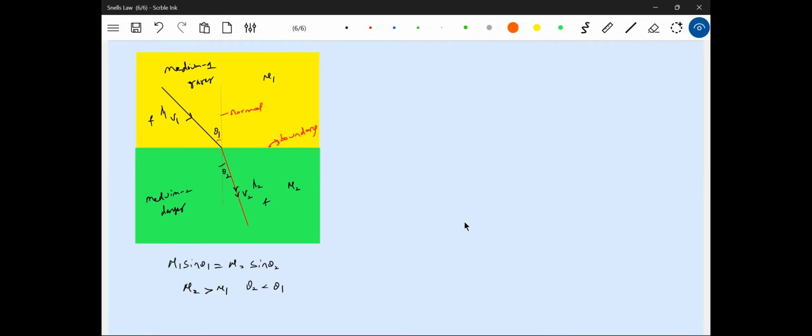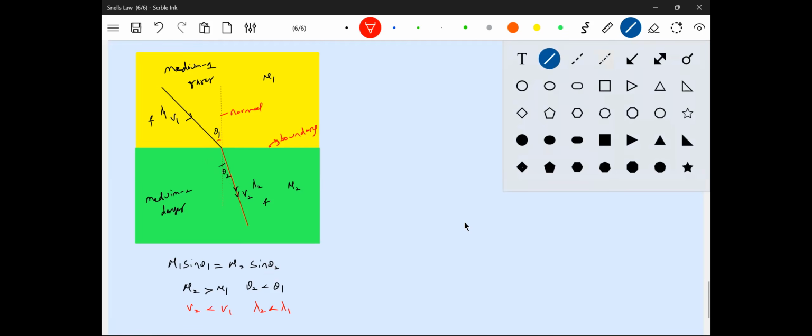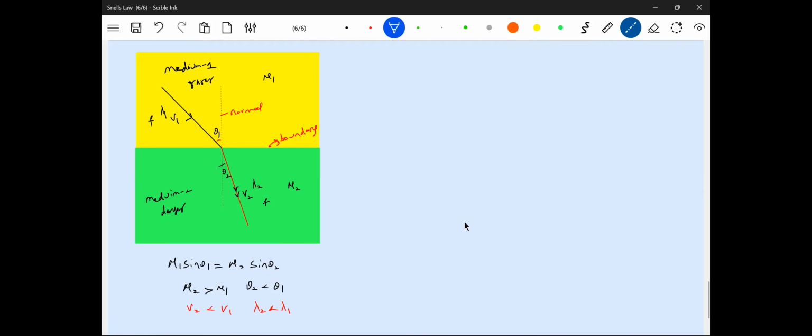Okay, let's analyze here. Mu 2 is greater than mu 1. So what do we expect? V2 less than V1. Lambda 2 less than lambda 1. Frequency of light is going to remain the same. So when a ray of light moves from a rarer to a denser medium, it will bend towards the normal. And then can we get the deviation suffered by it? If there was no change in medium, it would have propagated in this direction. So what is the deviation suffered by the ray? The deviation suffered by the ray is delta.